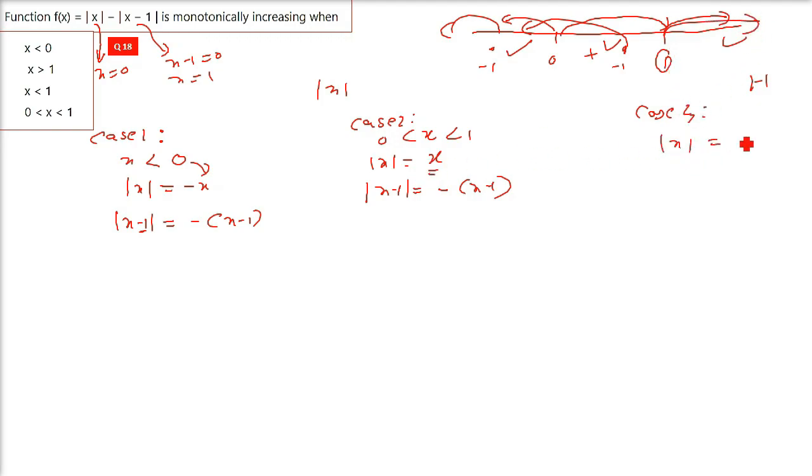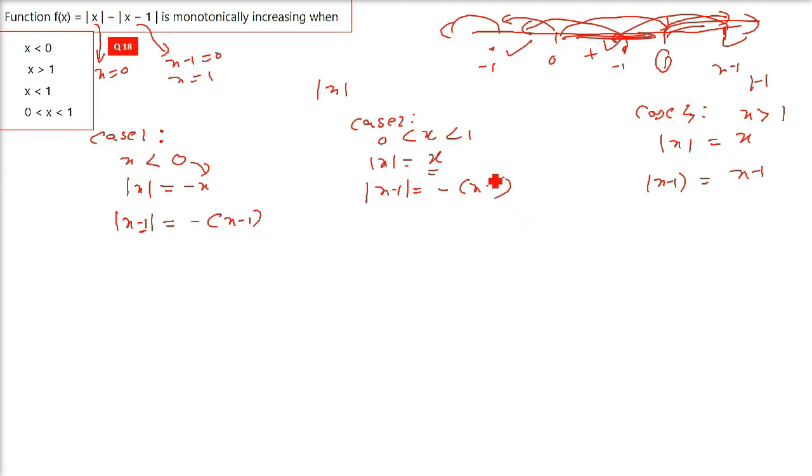The third case is if you're going above 1. Of course, mod x is going to be x only, it is positive. And when you put any value above 1, say 2, then 2 minus 1 is 1, and mod of 1 is 1 only. That is, mod x minus 1 is going to be x minus 1. So the third case we took was x greater than 1.